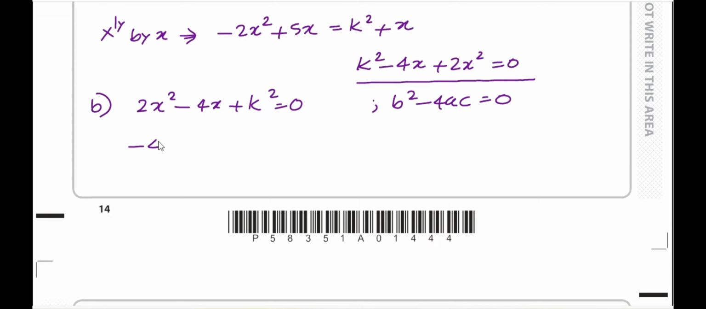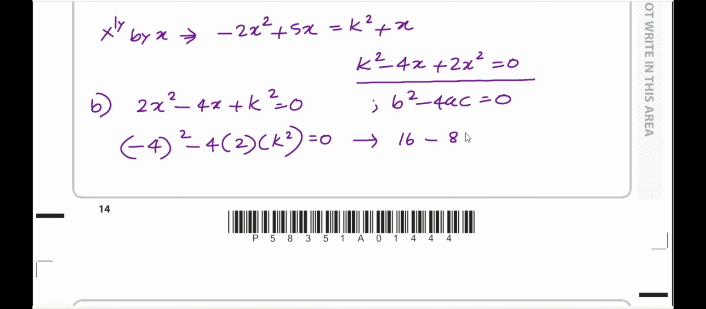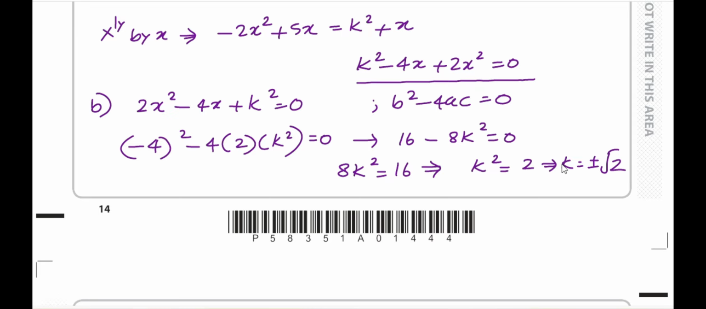Therefore, minus 4 square minus 4 times 2 times k square equals 0, leading to 16 minus 8k square equal to 0. Therefore, 8k square equals 16. K square equals 16 over 8, 2. That means k is equal to plus or minus square root of 2. That's it.